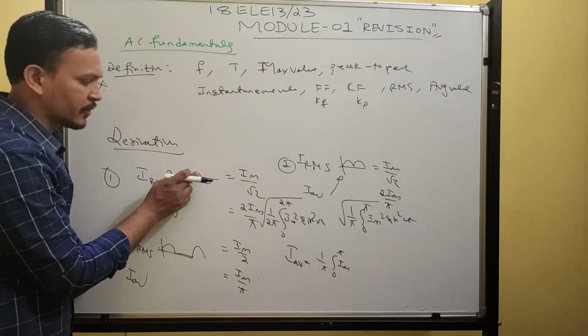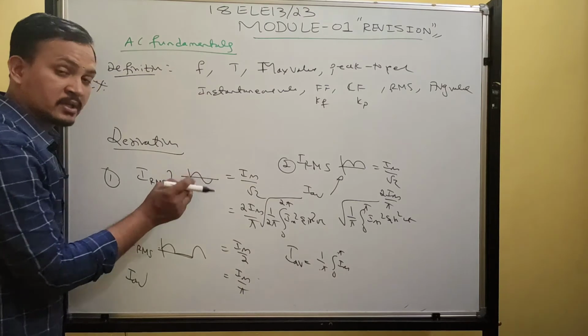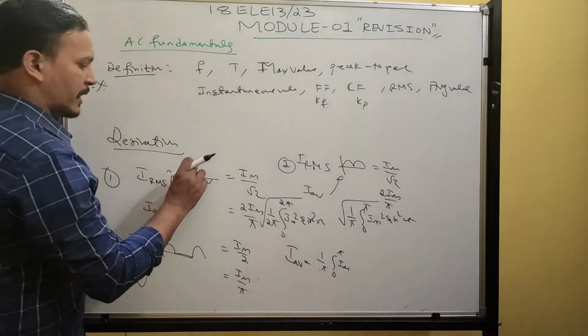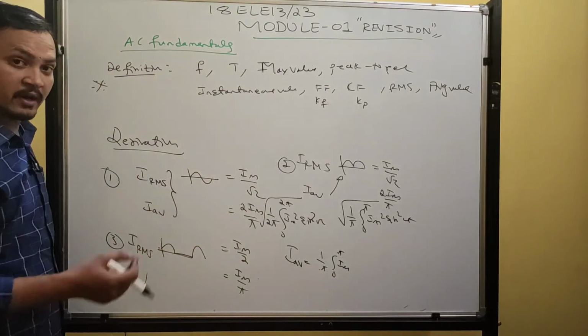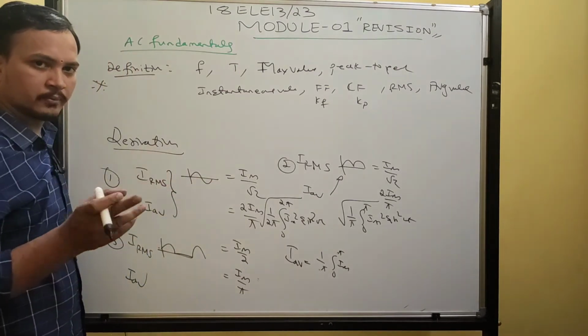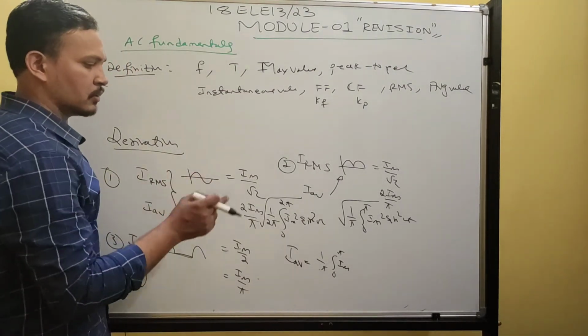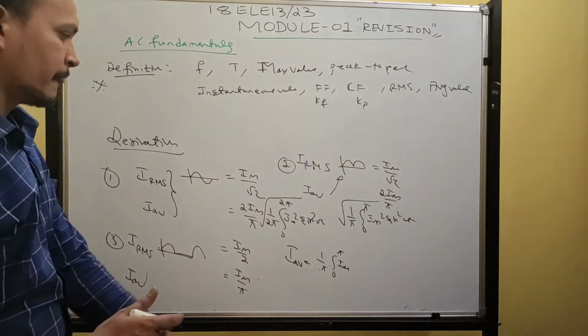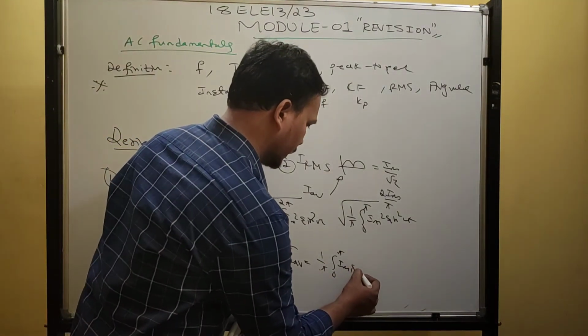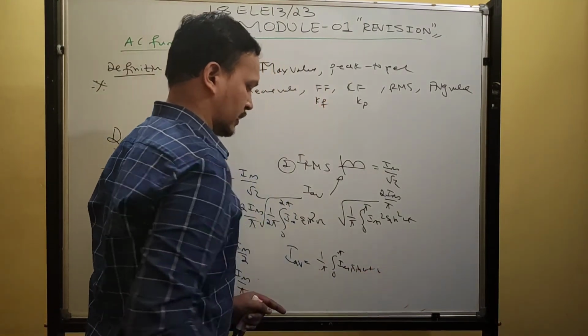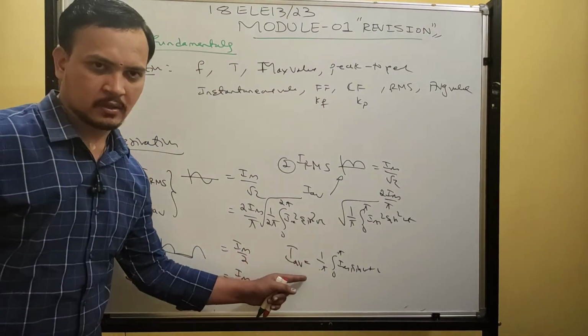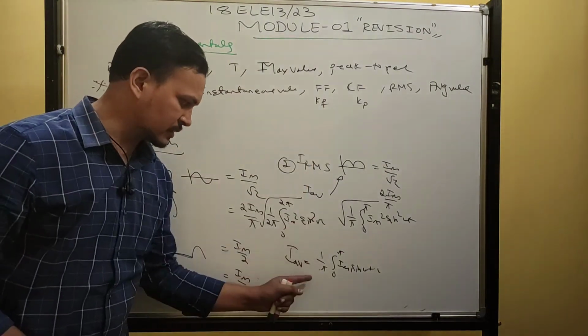It is having equal set of positive and negative values. If the waveform is unsymmetric, meaning the positive magnitude and negative magnitude are different, then you take the full cycle to compute the average value. Since it is symmetric, you have to consider only the half cycle. So 1 by pi, Im sin omega t into d omega t. So that is the average value for pure sinusoidal. The full rectified waveform also takes the same formula.